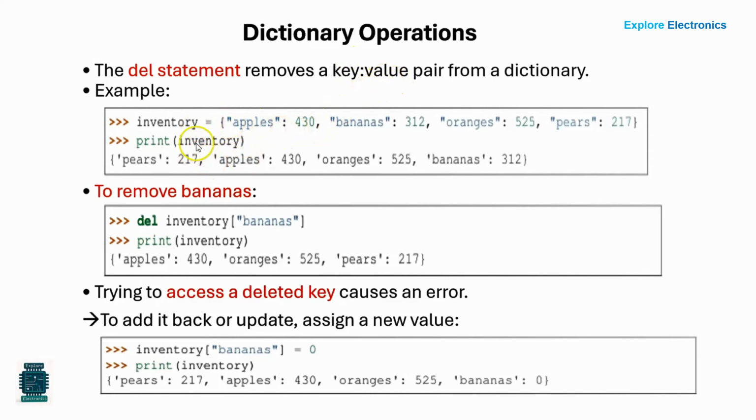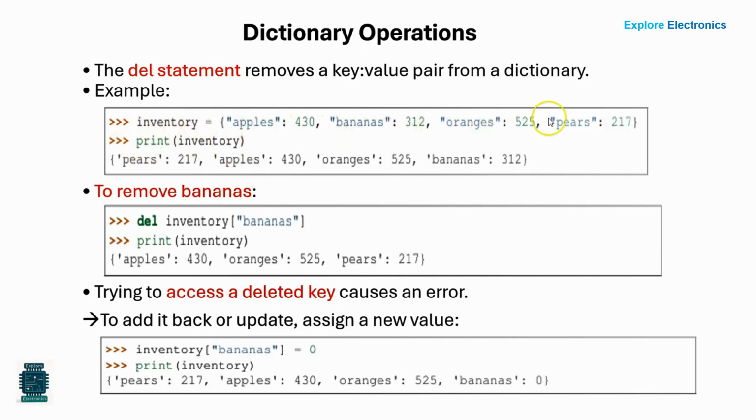Let us take a dictionary, that is, inventory is equal to apples, it is the key, 430 is the value, bananas is the key, 312 is the value, oranges is the key, 525 is the value. Key and value. Clear with it? This is a dictionary that I have taken. If I want to access the whole dictionary, I have to print inventory.